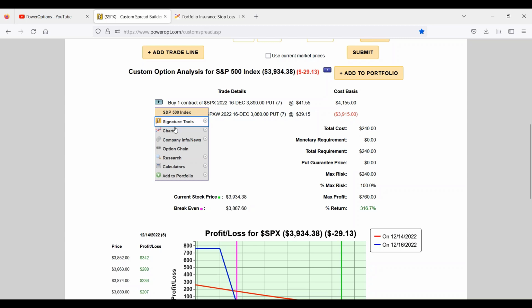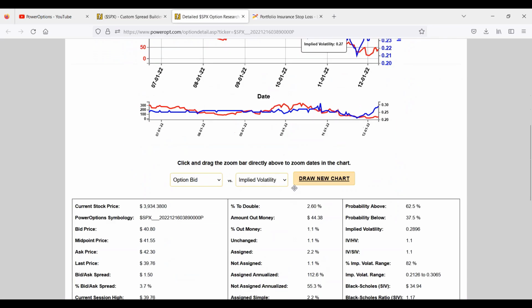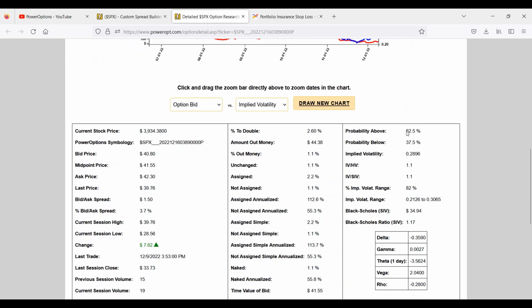Now let's take a look at the probability here. Let's go to the research tool and option research real quick. Let's look at the delta and the probability of this $38.90 put, which he originally intended to sell as part of the bear put debit. Now it's only got a probability of 62.5 and a delta of 0.35.